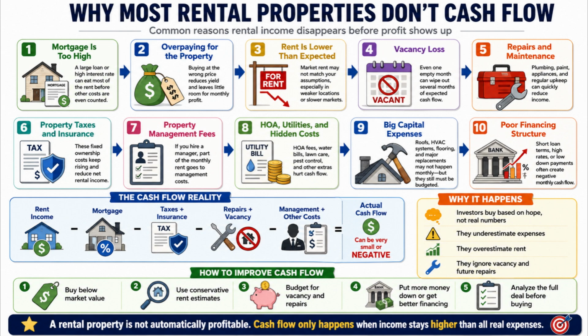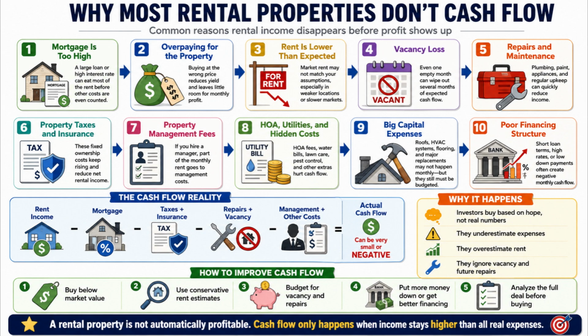So, the cash flow reality is very clear. Rental income comes in first, but then the mortgage, taxes, insurance, repairs, vacancy, management, and other costs must come out. After all of those expenses, the actual cash flow can be very small or even negative. This usually happens because investors buy based on hope instead of real numbers. They underestimate expenses, overestimate rent, ignore vacancy, and forget about future repairs. As a result, the property looks good at first, but the monthly numbers do not work.